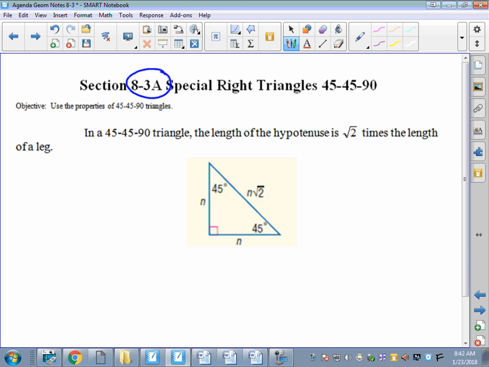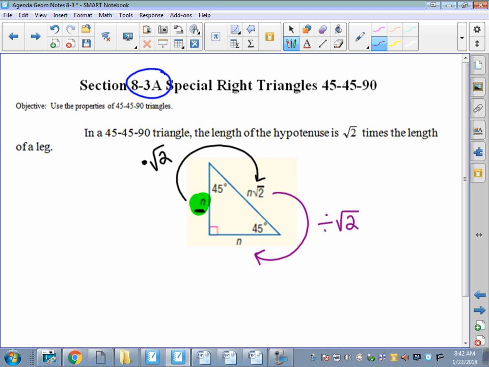So in a 45-45-90, we'll start with the easiest ones. The length of the hypotenuse is the square root of 2 times the length of a leg. So if you look at this diagram, here's the length of the leg. It's called n in this diagram. So the length of the hypotenuse, you times by a square root of 2. Which means if you've got a hypotenuse and you want to go to a leg, we're going to do the inverse operation, right? We're going to go the other way. So you're going to divide by a square root of 2.